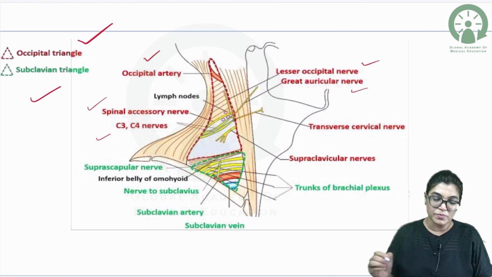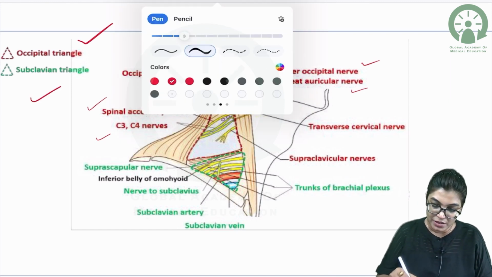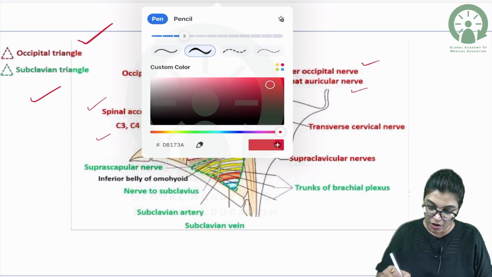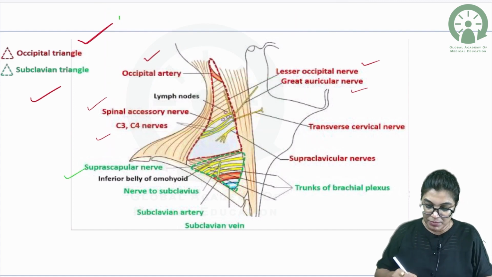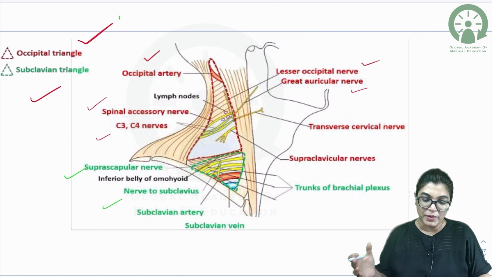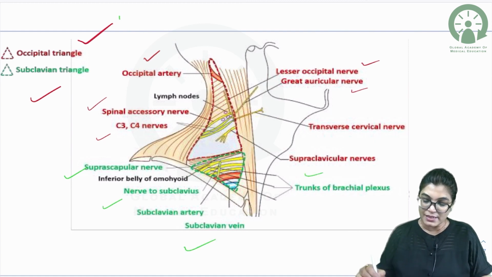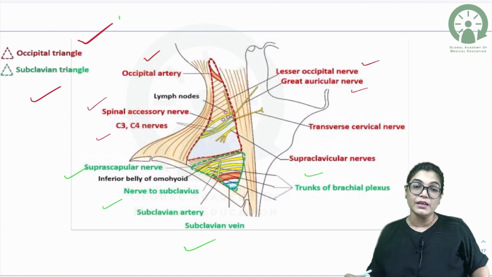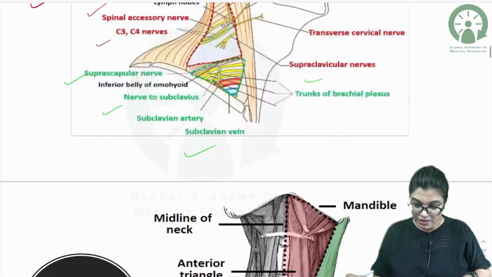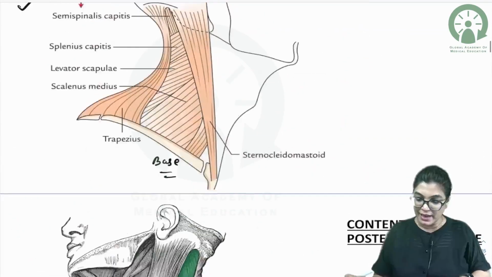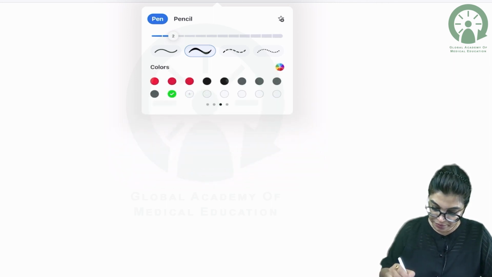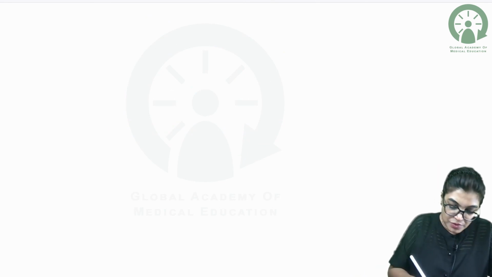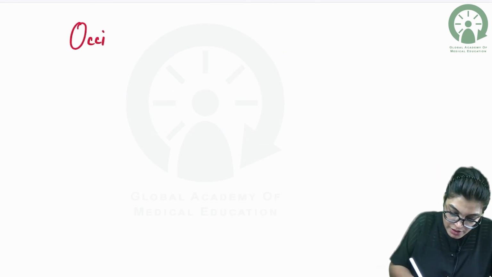In the lower triangular space, that is the subclavian triangle, it contains suprascapular nerve, nerve to subclavius, that is the branches from the upper trunk of brachial plexus, subclavian artery and subclavian vein and trunks of brachial plexus along with terminal part of external jugular vein. So, please write down. After that, next topic will be anterior triangle, but before that, all of you please write down the content of posterior triangle.